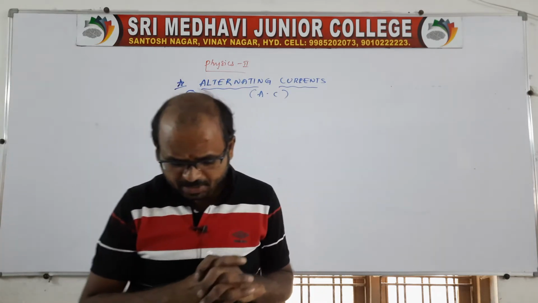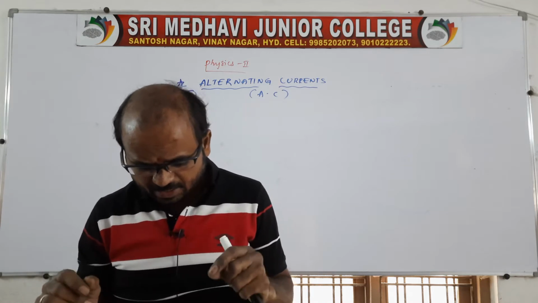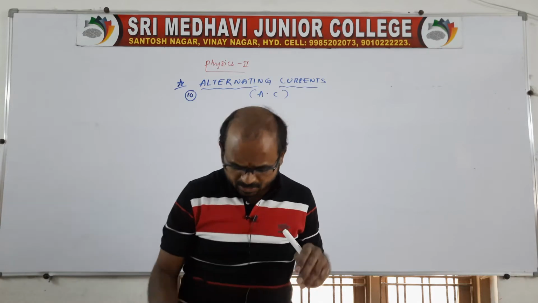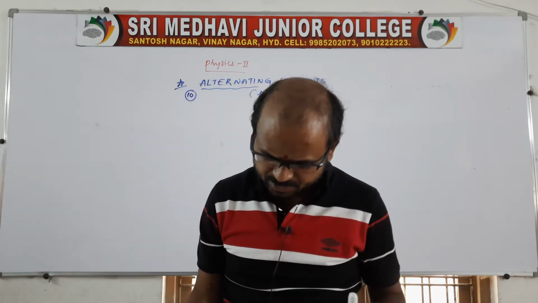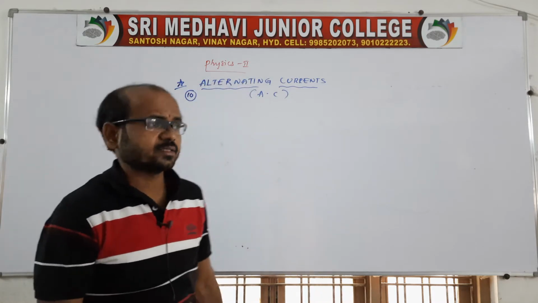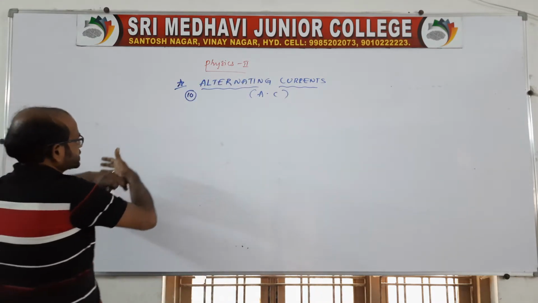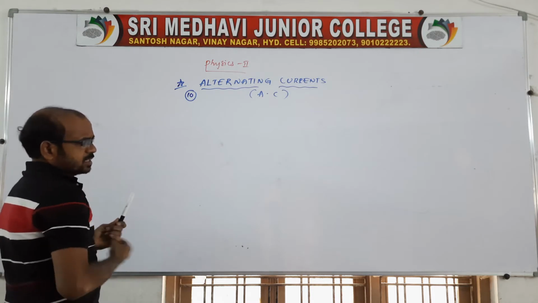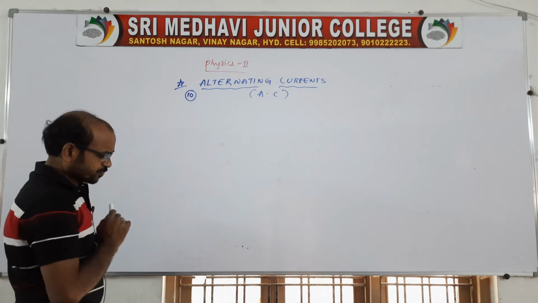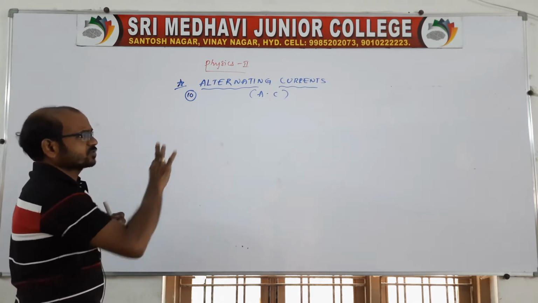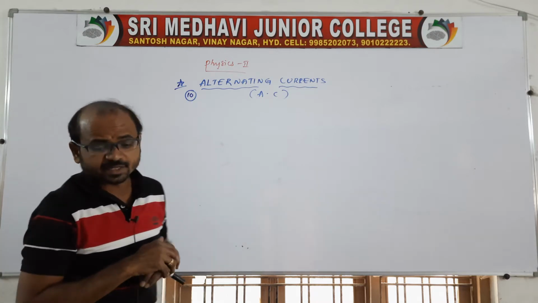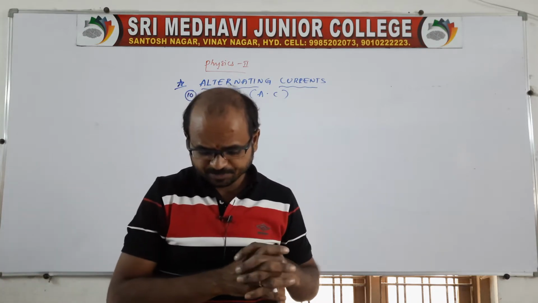Now, when the direction of the current in a resistor or any other element changes alternately, the current is called an alternating current. That means, suppose a resistor is connected in a circuit and a current flows through it, the current alternately changes. One time it is positive, one time it is negative. That is what we call alternating current.